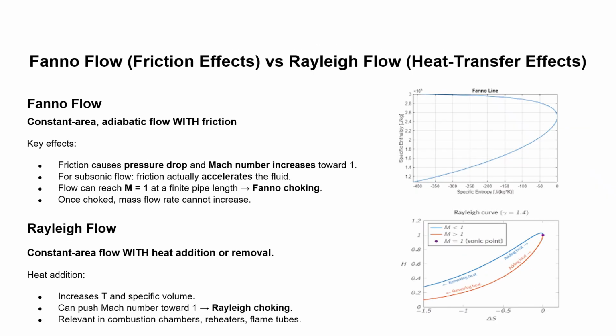Next we have Fanno flow and Rayleigh flow. In Fanno flow we have a constant area in which we observe an adiabatic flow. As I explained earlier, in adiabatic flow we do not allow heat transfer between the fluid and the surroundings, but we introduce internal friction. That friction causes the pressure drop and the Mach number increases towards 1. Mach number is simply the ratio of the speed of the fluid to the speed of sound. Mach number increasing means we are approaching the speed of sound.